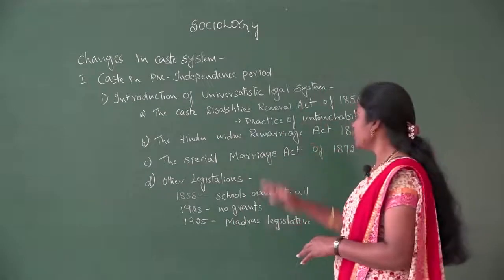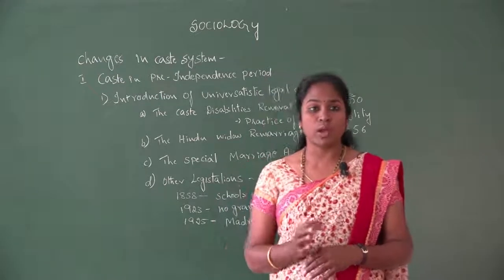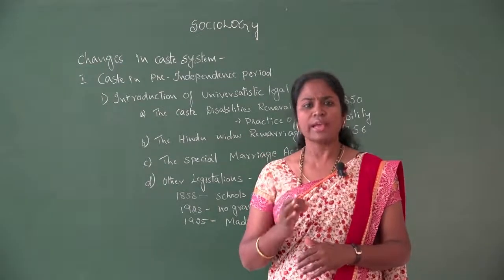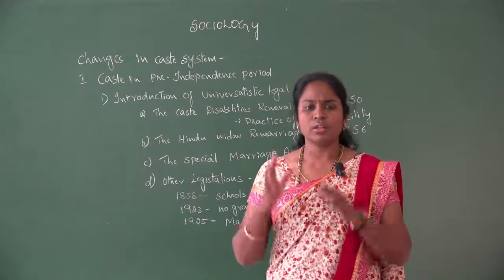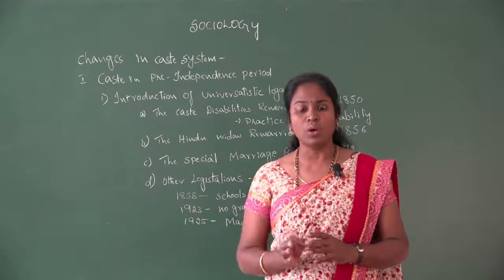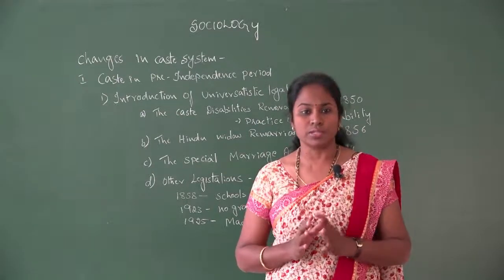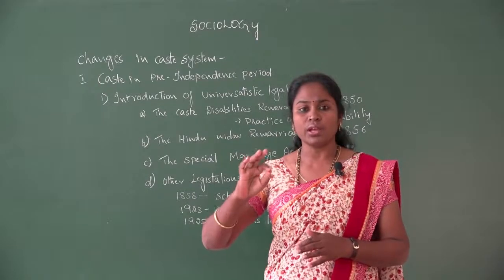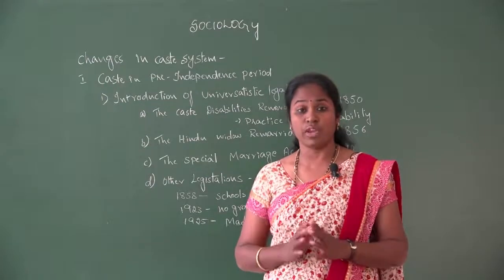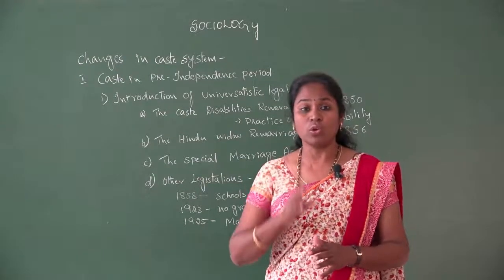The second one is the Hindu Widow Remarriage Act of 1856. Widows were not allowed to remarry. If they lost their husband at a very young age, there was a belief that a widow had to stay inside the four walls. They were not allowed to attend programs, especially religious rituals. They were not allowed to remarry, and they had to follow religious restrictions and certain practices.